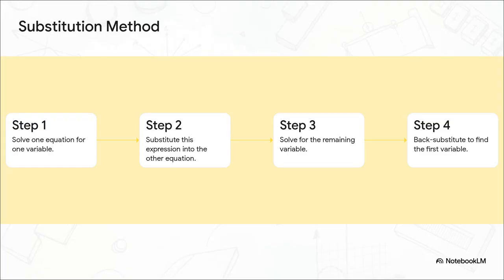Substitution is kind of like a four-step dance. First, you get one variable all by itself in one of the equations. Second, you take what that variable equals and you plug it into the other equation. That's the big move. It leaves you with just one equation and one variable. Third, you solve that much simpler equation. And finally, you take that answer and plug it back in to find its partner.